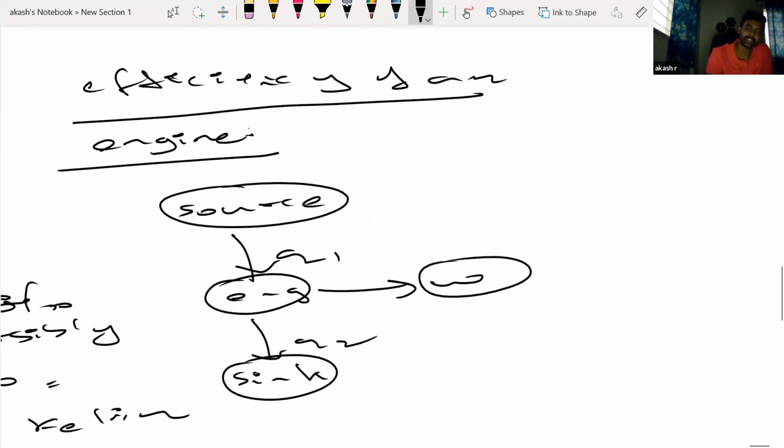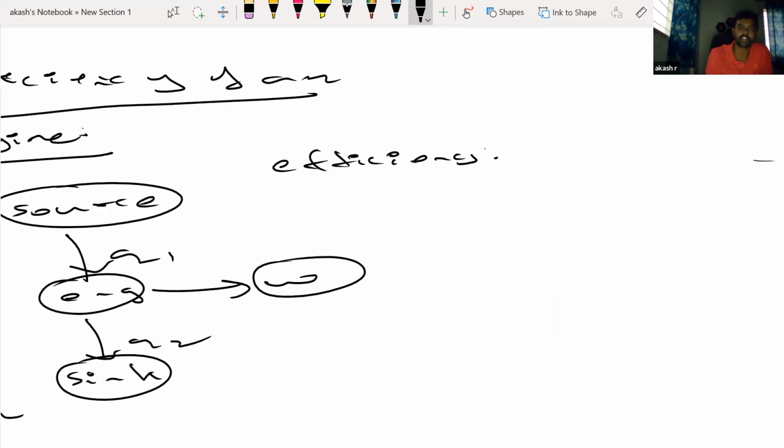So we can say that the efficiency is denoted by the Greek letter eta. This is how we write it. The handwriting is bad, but something like this is eta. The efficiency has this symbol.